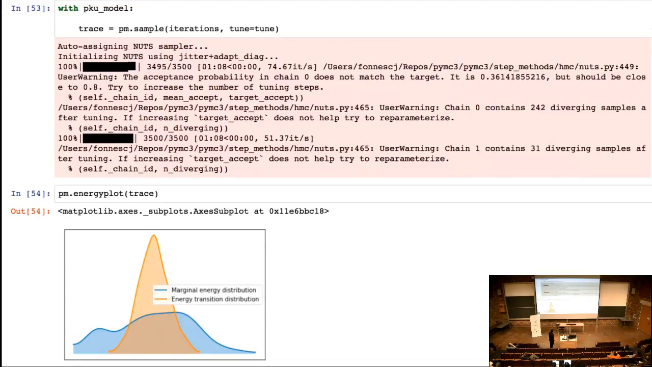Chain 0 contains 242 diverging samples. And we can get diagnostics plots like this. These are marginal energy and transition energy distributions. When things go well, these two distributions, one is the marginal energy distribution of the entire Hamiltonian Monte Carlo system, and the other is the energy distribution induced by the momentum resampling, so that initial resampling. They should be similar to one another. And what that means is that there's a good chance that the posterior distribution is being fully explored, that you're not just getting a biased subsample of the posterior distribution. And we're clearly not here. So this is bad. So these are some diagnostics.